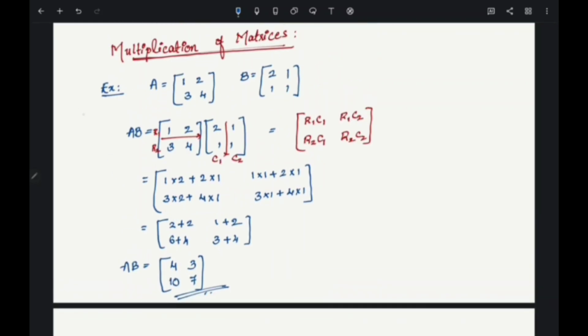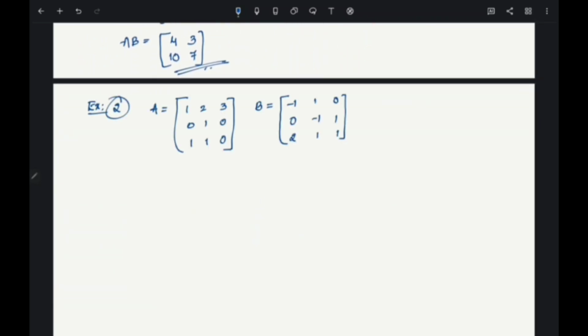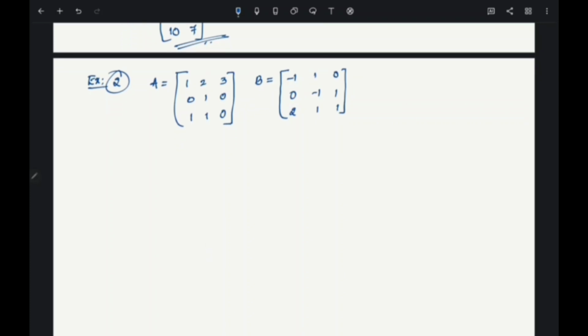Since the 2 cross 2 matrices are over, now I will be taking the 3 cross 3 matrices to solve the next sum. So I have taken an example of a 3 cross 3 matrix. Let's multiply it as I have done earlier. Let's multiply A and B. What is the A matrix we will be having? It is 1, 2, 3, 0, 1, 0, 1, 1, 0 multiplied with the matrix B, that is minus 1, 1, 0, 0, minus 1, 1, 2, 1, 1.